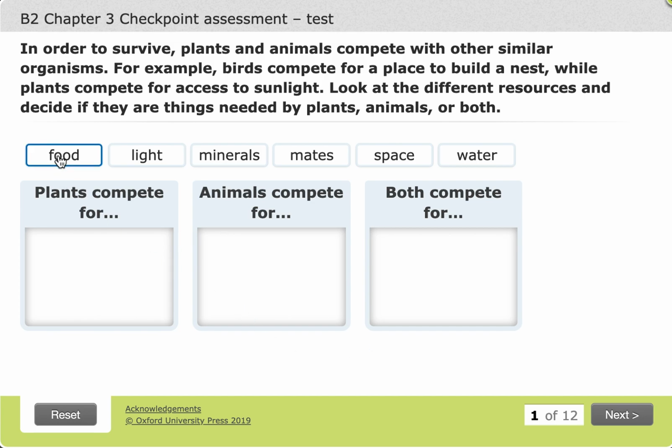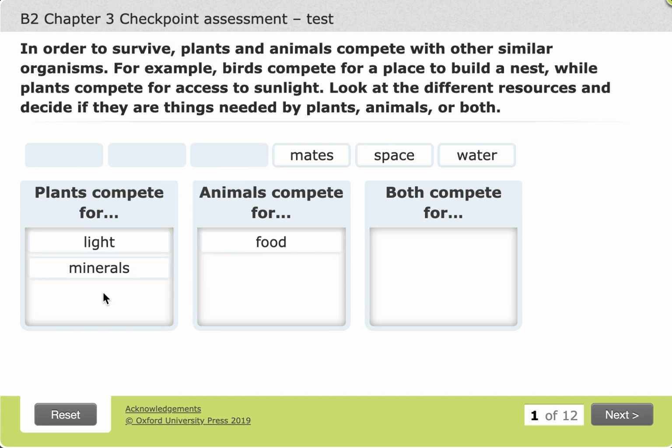Food. Plants don't compete for food because they make their own. However, animals must compete for food. Plants, however, require light in order to do photosynthesis, which allows them to create food, and they also compete for minerals, which will prevent them from getting diseases or generally being affected in terms of their leaf colour, etc.